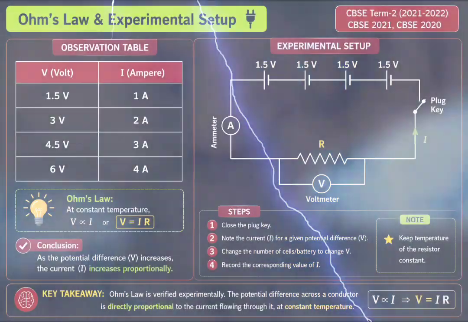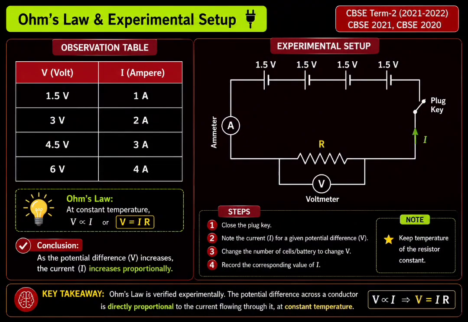Now, let's understand how Ohm's law is verified experimentally. Look at the circuit diagram in this setup. A battery provides potential difference. An ammeter is connected in series to measure current. A resistor R is used as the conductor. A voltmeter is connected in parallel across the resistor to measure voltage. A plug key is used to complete the circuit.